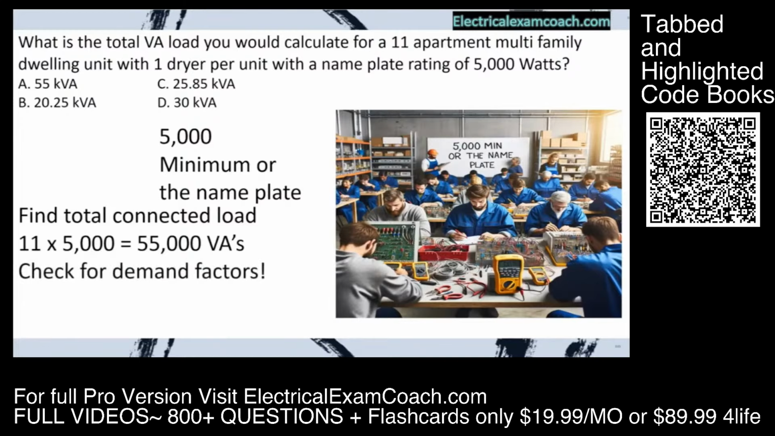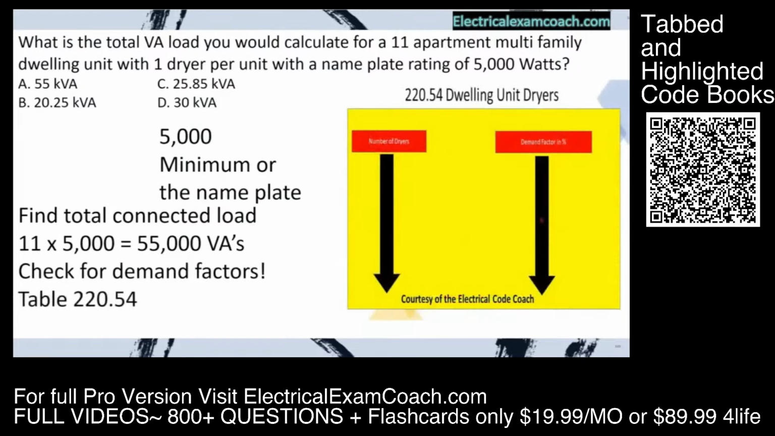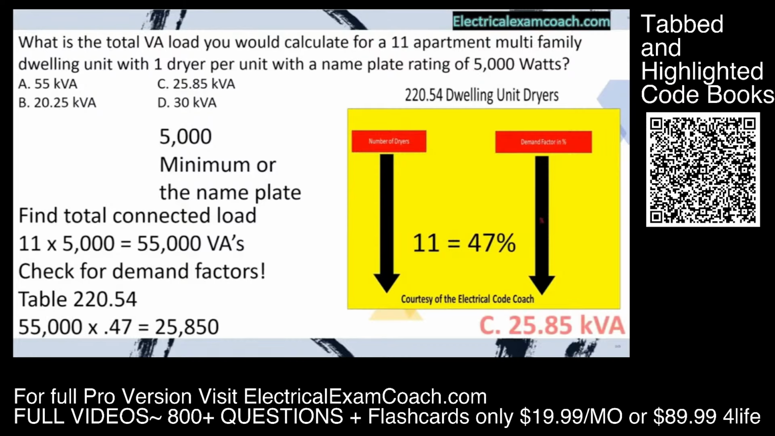Now we check for demand factors. We head over to table 220.54. When we get there, we find the demand factor for 11 is 47%. So we take our original load multiplied by the demand factor, and that gives us a new reduced load of 25,850 VAs. And we're going to select C. Great job.